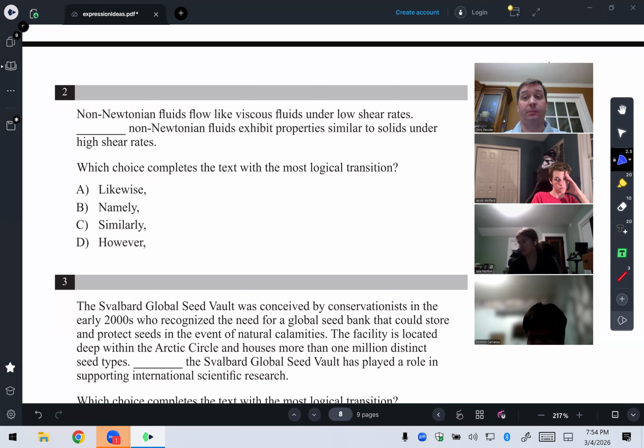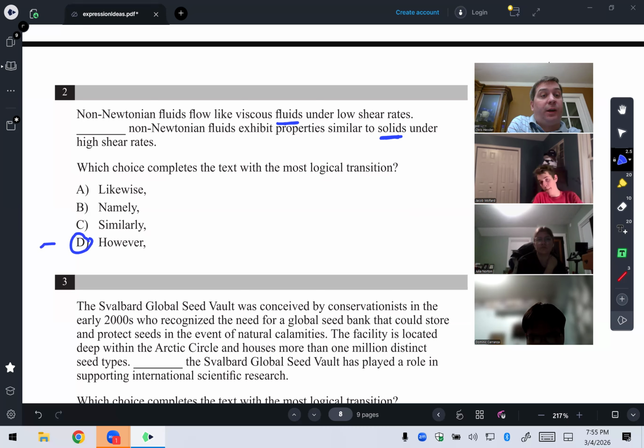Is this surprising? Non-Newtonian fluids flow like viscous fluids under low shear rates. So if the next sentence says something like, yep, and that's how non-Newtonian fluids, they always pretty much just behave as fluids, that would not be surprising. They can act as solids. It's very surprising, right? However, non-Newtonian fluids exhibit properties similar to solids under high shear rates.